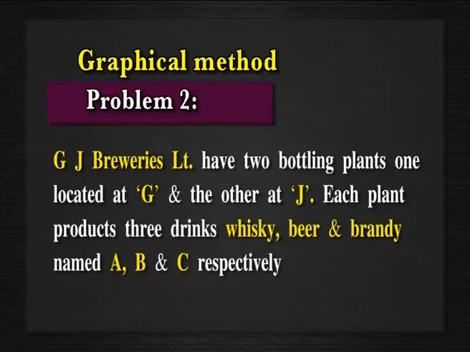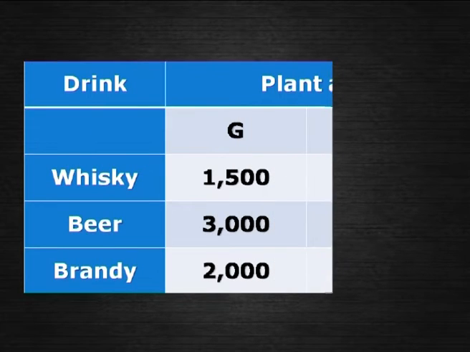Coming to problem 2. GJ Breweries Limited have two bottling plants, one located at G and the other at J. Each plant produces 3 drinks, that is whiskey, beer and brandy, named A, B and C respectively. The number of bottles produced per day are shown in the table.